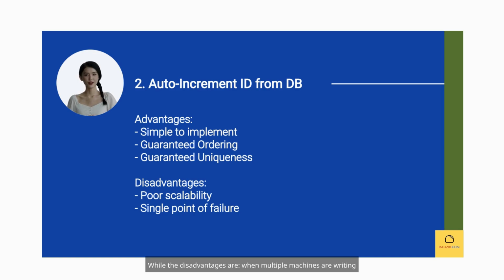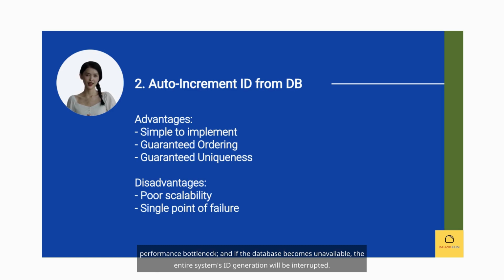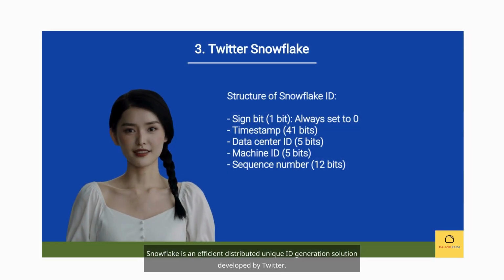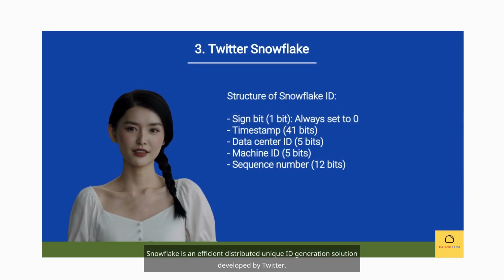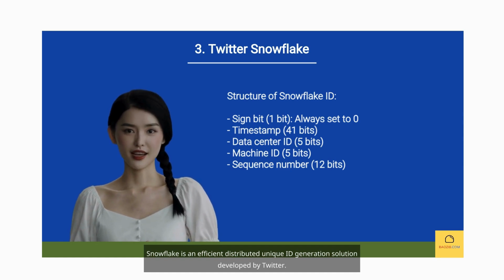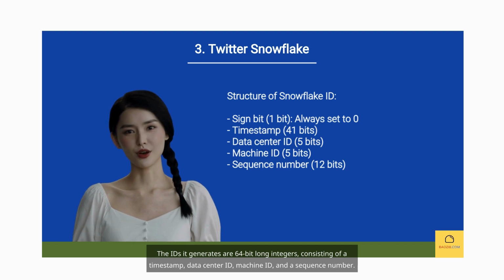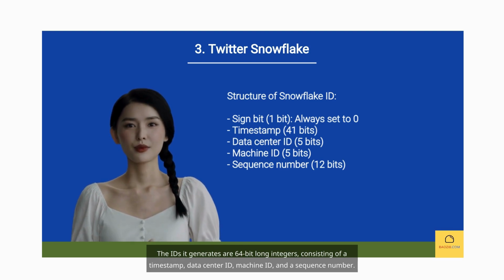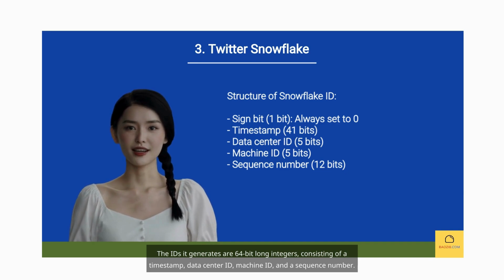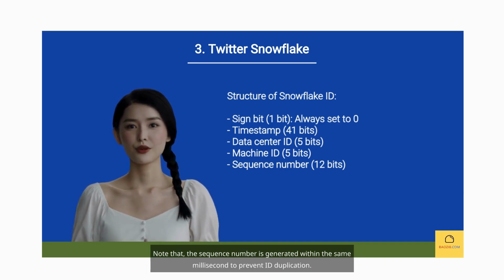While the disadvantages are: when multiple machines are writing simultaneously, relying on a central database can become a performance bottleneck, and if the database becomes unavailable, the entire system's ID generation will be interrupted. Snowflake is an efficient distributed unique ID generation solution developed by Twitter. The IDs it generates are 64-bit long integers, consisting of a timestamp, data center ID, machine ID, and a sequence number. Note that the sequence number is generated within the same millisecond to prevent ID duplication.